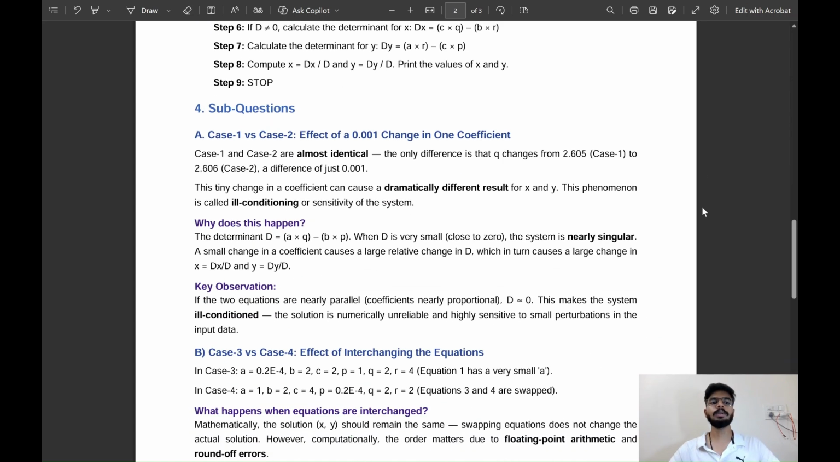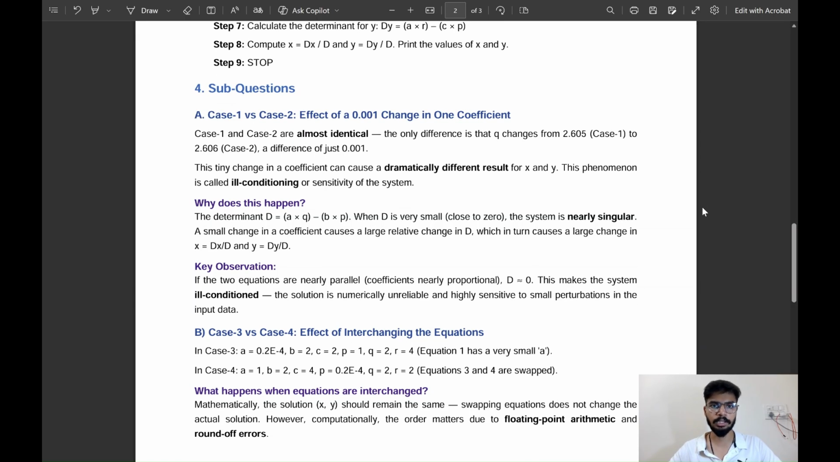Now we will see the subparts of this question, that is a, b, c, and we will start with a. What is a? Case 1 versus case 2: the effect of a 0.001 change in one coefficient. Case 1 and case 2 are almost identical.